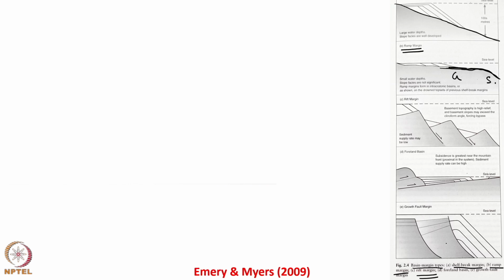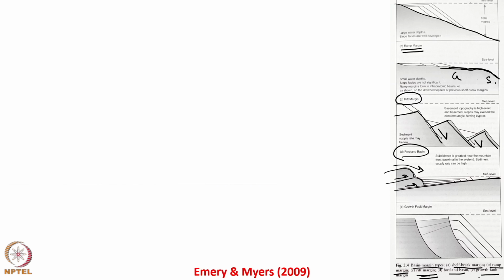When the margin is defined by normal faults, we call it a rift margin. In case of a foreland basin, there can be low angle thrusts, and then there can be topographic difference. From here sediments will come and deposit, and this is known as a foreland basin margin.